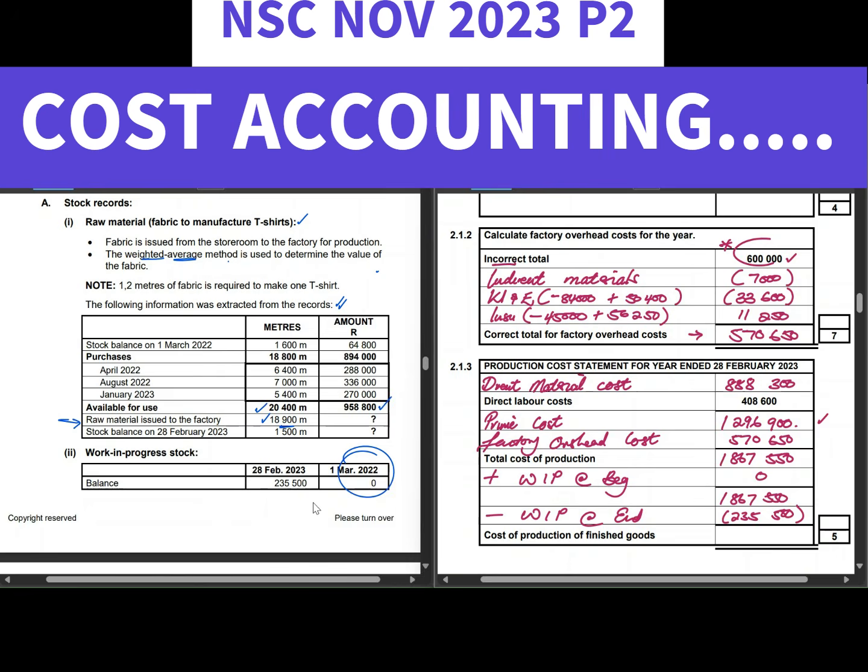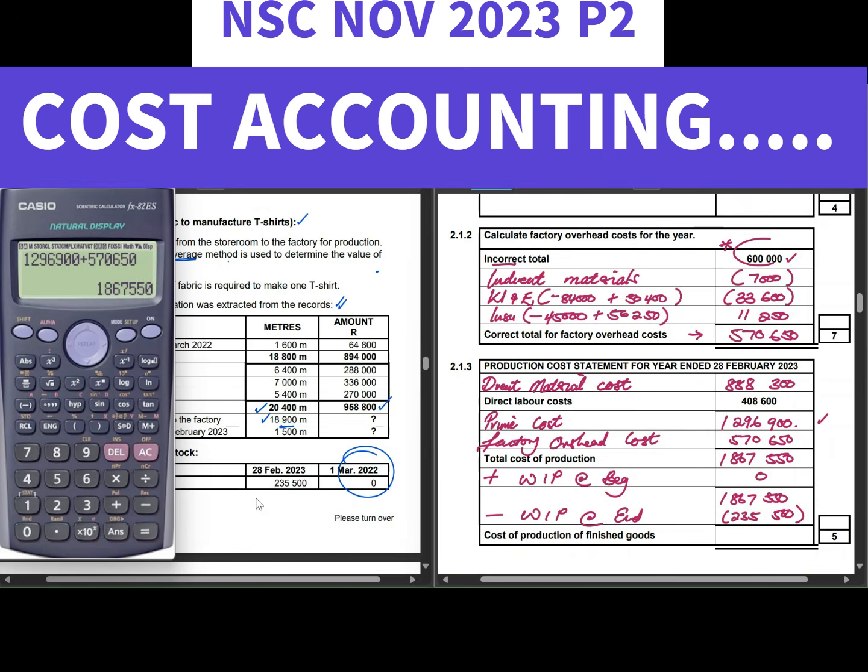So I'll come again to my calculator, and I'm now saying 1,867,550 minus 235,500. That gives me 1,632,050.